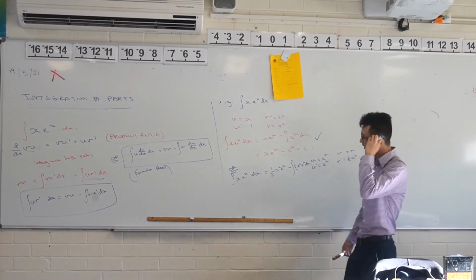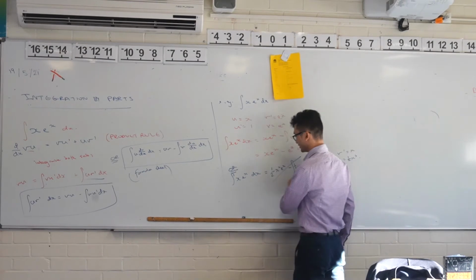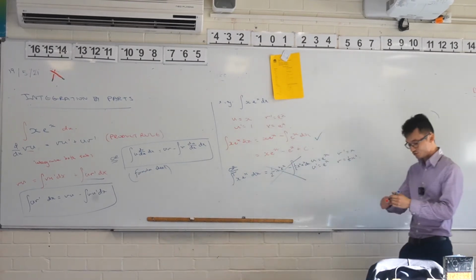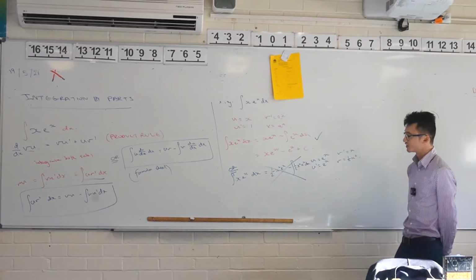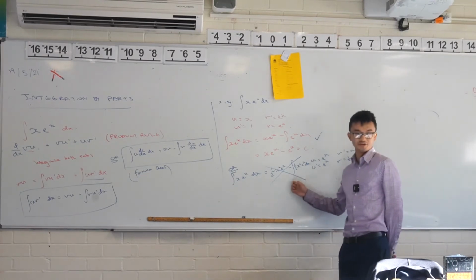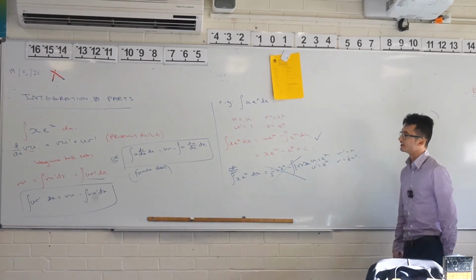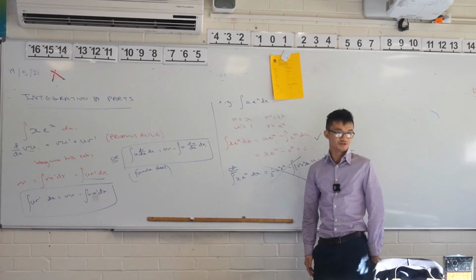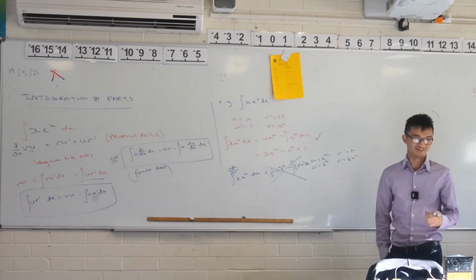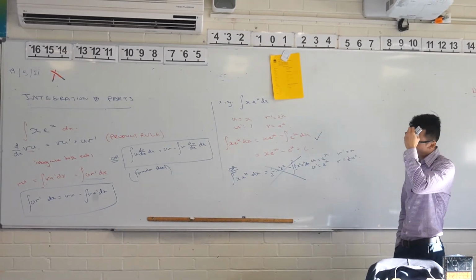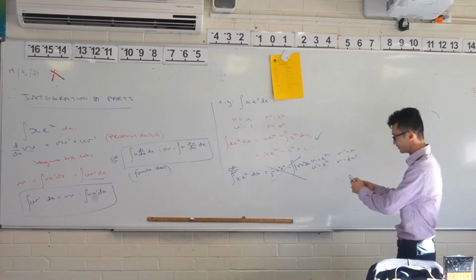So therein lies our dilemma. How do we choose something such that we don't end up with this problem in the first place? Is it a matter of trial and error? Is it a matter of the order they give you? Just as a hint, it's none of those. But what I want to suggest is, let me give you another example.